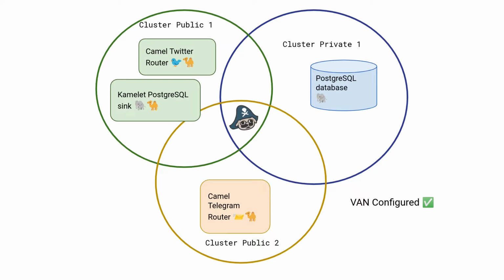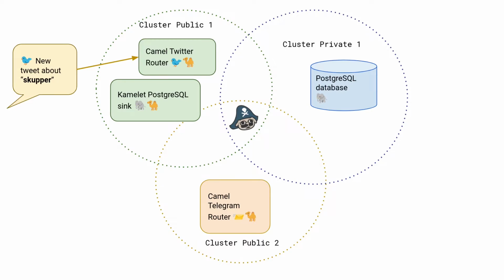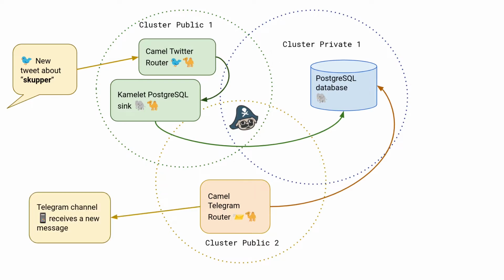Now let's talk about how all the pieces of this demo work together. The Camel integration will search tweets that contain the word Skupper using the Twitter API. The result will be sent to a PostgreSQL sink Kamelet, which will insert the data in our private database. Meanwhile, another common integration will check the database for new values and will send them to a Telegram channel. As a result, our Telegram channel will see the new tweets that we have stored in the database.